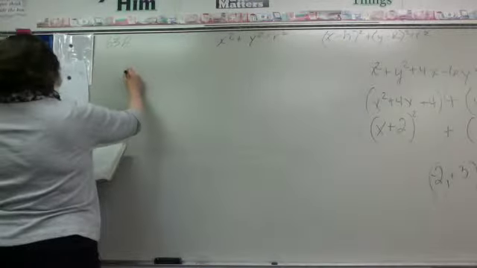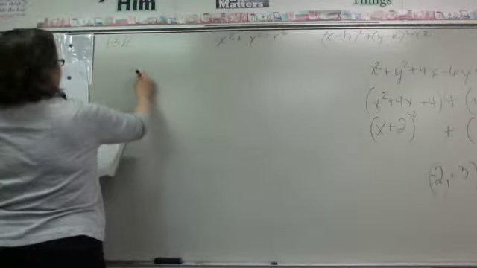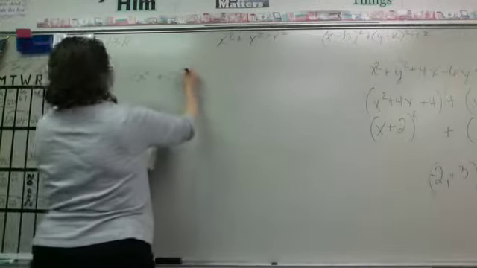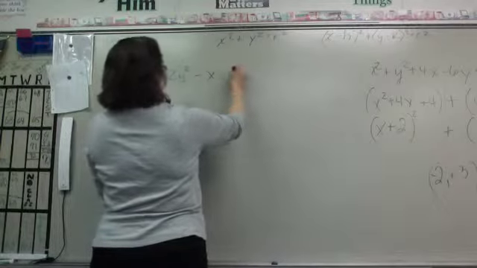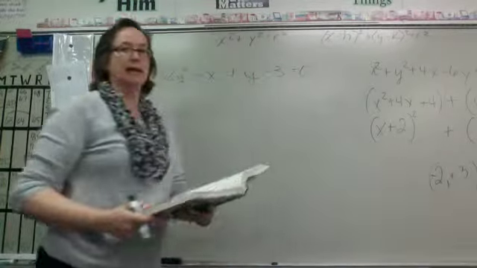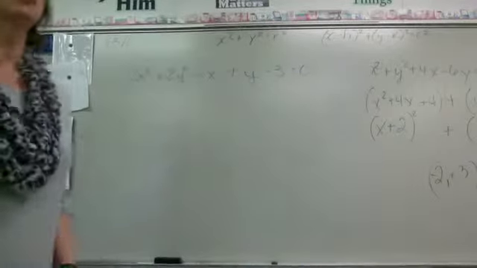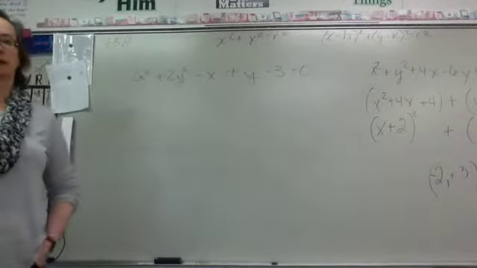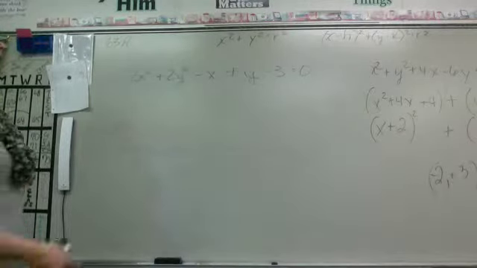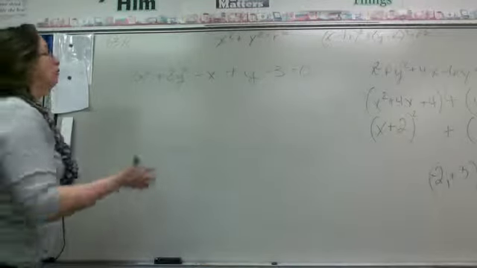Okay, it says up here 2x squared. Yes, that's what I want to do. 2x squared, 2y squared minus x plus y minus 3 equals 0. Okay, so on this one, I'm going to do it a little different way from the way the book does it, because I want you to see it 2 different ways. The book has it correctly. I'm going to do it a little differently.